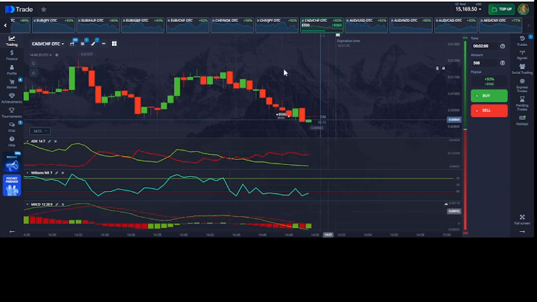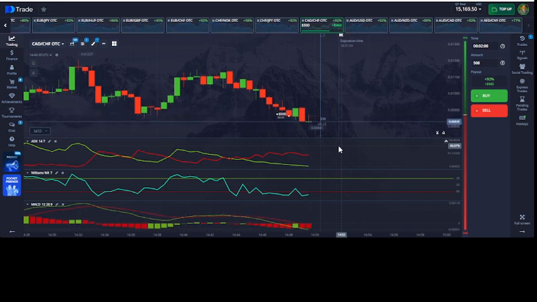So these 3 confluences, really 4 confluences, suggest a continued bearish push to the downside over the next 2 minutes in the price of the currency pair. So let's monitor this trade and wait for the expiration.